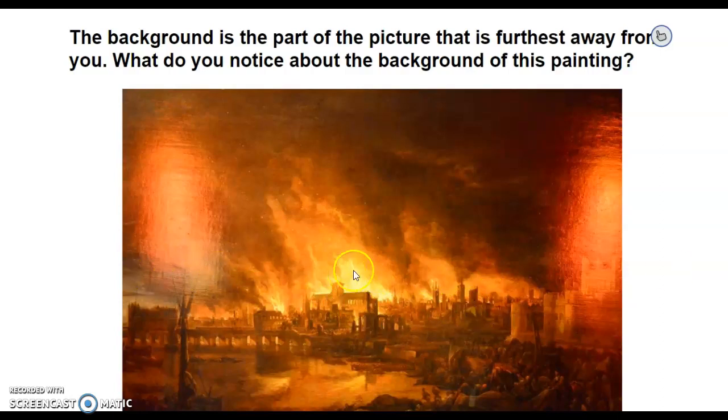What do you notice about the colours in the sky and the fire? What about the colour of the fire, the shape of the fire, the flames? Have a really good think about it, okay? You might like to pause the video again and describe it.